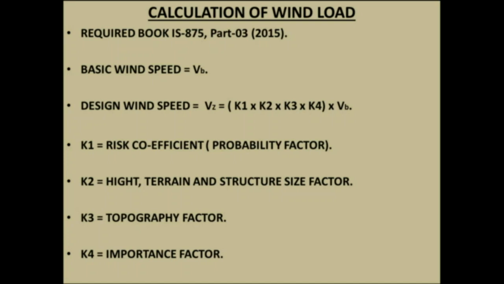For this part, we refer to one book, that is IS 875 Part 3. Now, some terminology. Basic wind speed is equal to Vb. Design wind speed Vz is equal to K1 into K2 into K3 into K4 into Vb.